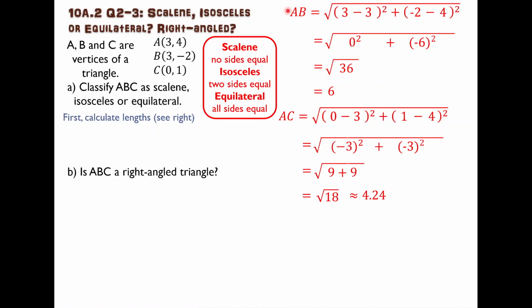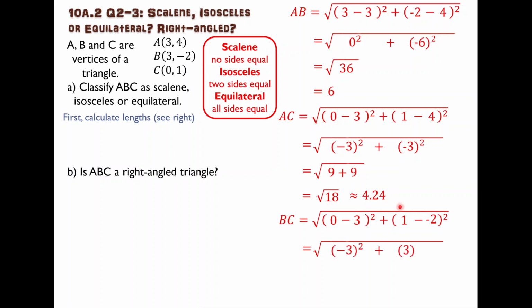And which one's left? We've got A to B, we've got A to C. The next one is from B to C, that distance. So from B to C, 0, take 3, 1, take -2, and we can figure that out. Notice that 1 take -2 is 1 plus 2, which is 3. Okay, so that's how we can figure out the 3 lengths of the triangle, because a triangle has 3 sides, right?